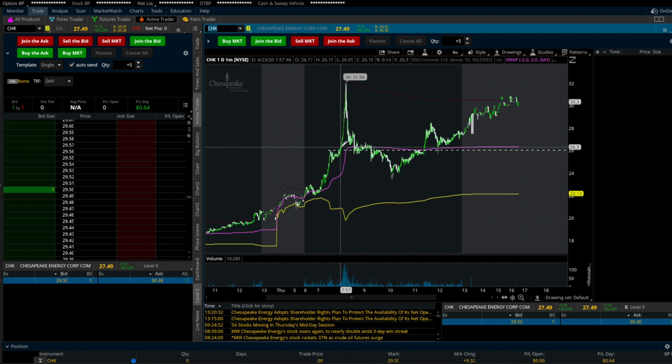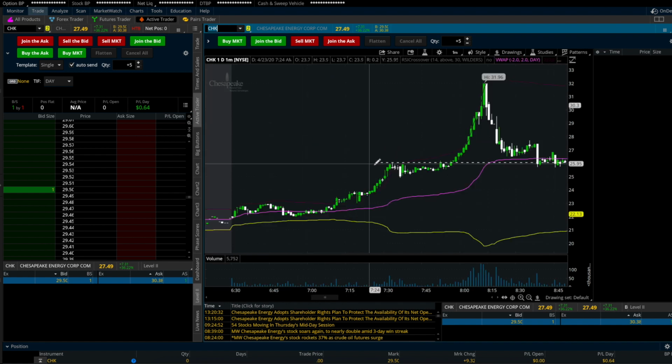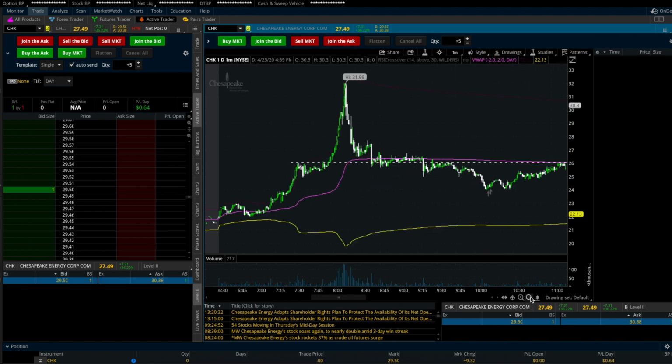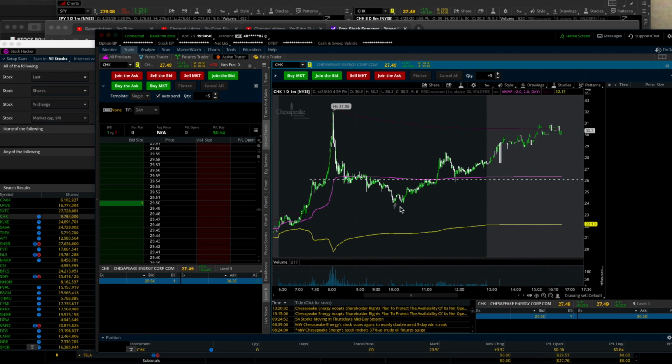I got in right here, and I only did one share, and I only made 64 cents, as you can see here. But I was just playing around. I'm like, it's gonna break above this line, then it's gonna move up, and it did. I didn't pay attention. I think I took a nap, and look at what happened. I missed out on that kind of move.